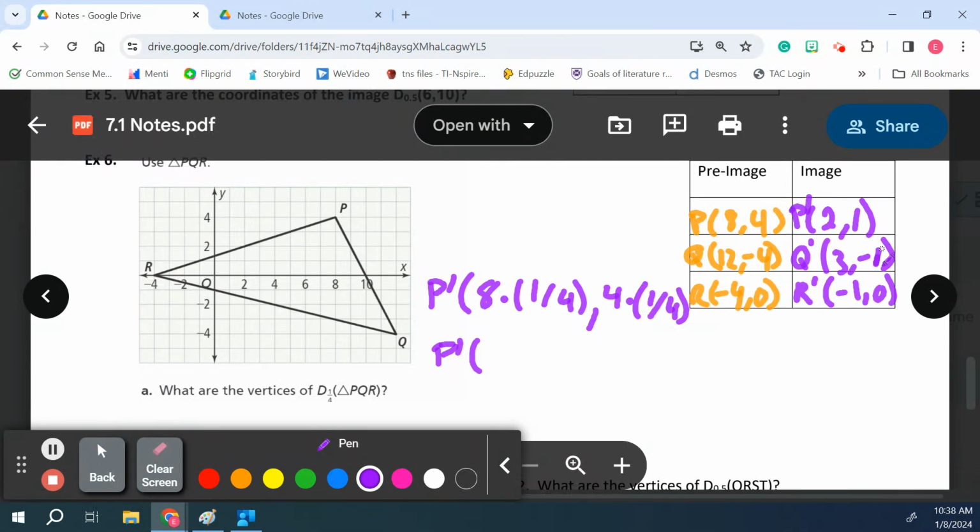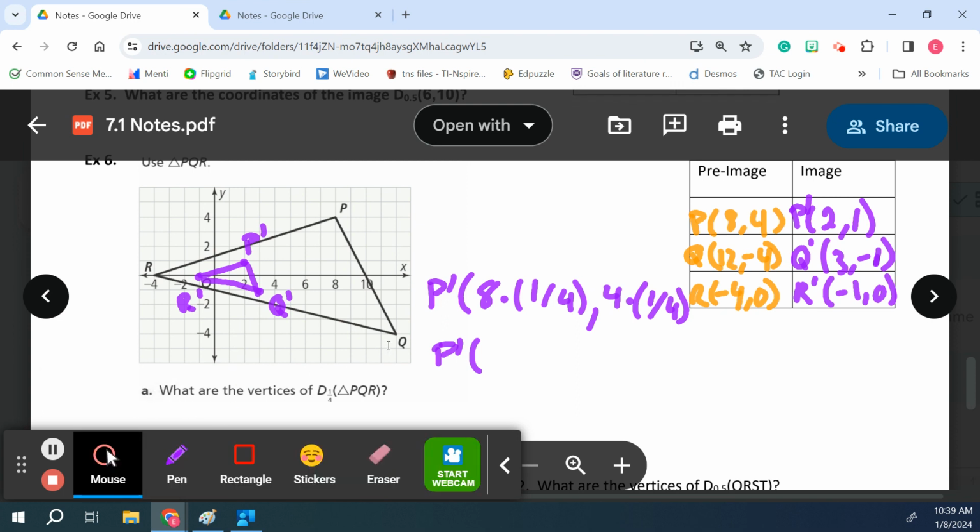Now, if I wanted to, I can graph these, and I would, because on your homework tonight, you're going to have to anyway. So P prime is at 2, 1. There's my P prime. Q prime is going to be 3, negative 1. And R prime is going to be negative 1, 0. So here is what my reduction looks like. Questions on that?